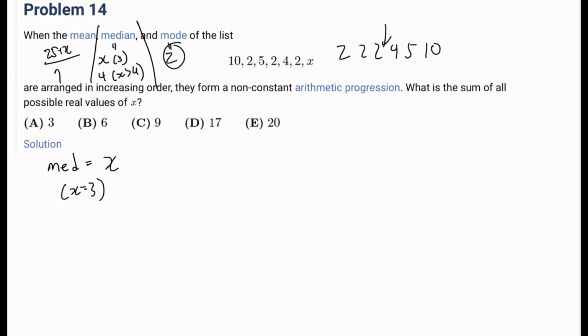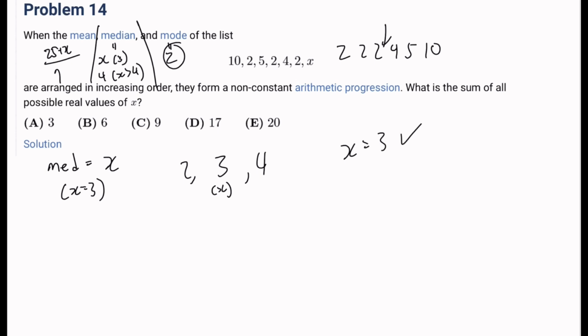So if the median is x, then x equals 3, right? And so we will have 2 and then 3, which is x, and then it will have to be 25 plus 3 over 7. This is 28 over 7, which is 4. So that would be 2, 3, and 4. That is indeed a non-constant arithmetic progression. So this is one of the answers. So x can be 3.